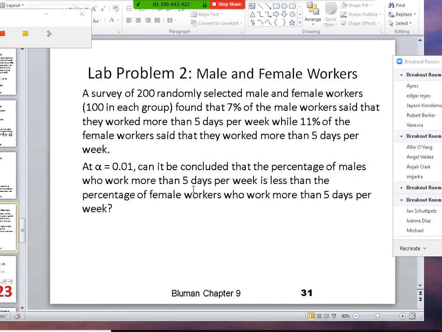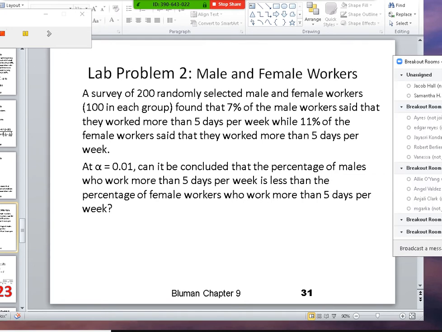Okay, good. So now I'll open up and let you guys go. Just make sure that you realize that this 100 is your n for each group. 100 for your first group of males, 100 in the females, and then these two numbers are the percentages. Okay. So you're going to need to find your p-bar. Go ahead and do that.